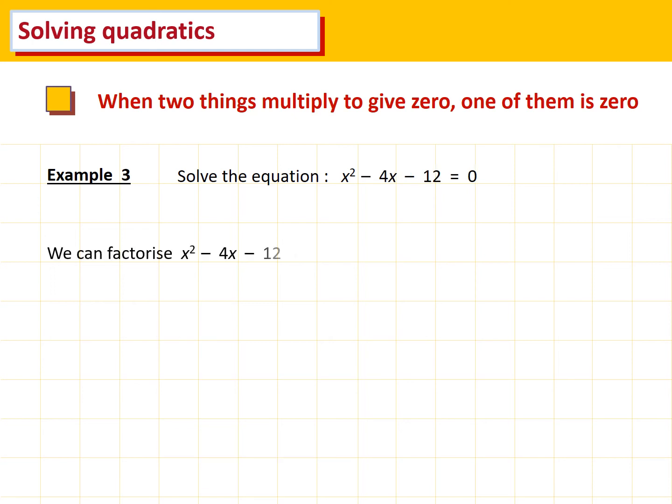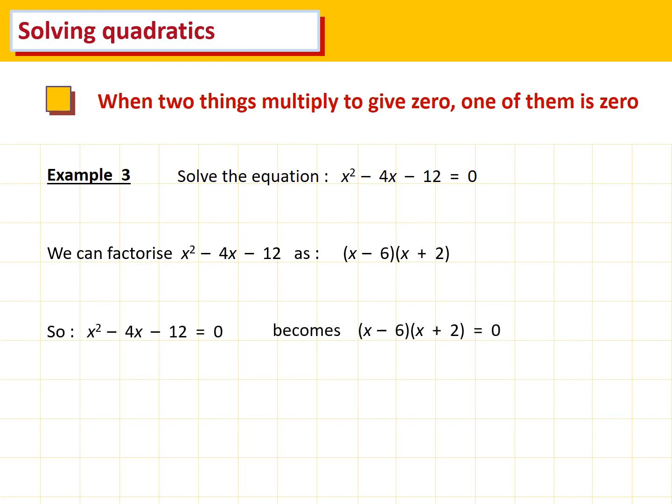Example 3, we wish to factorise. Which two numbers multiply together to give negative 12, and when added together give negative 4? If they're multiplied to give negative 12, it must mean one of the numbers is positive and one of the numbers is negative. And in fact, our answers are x subtract 6 and x plus 2.